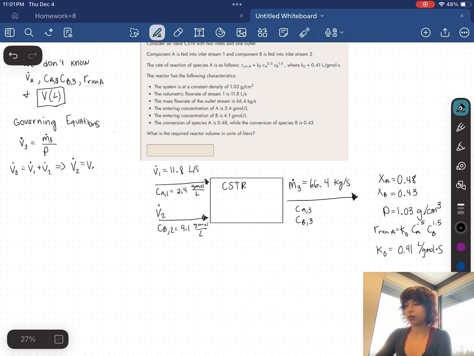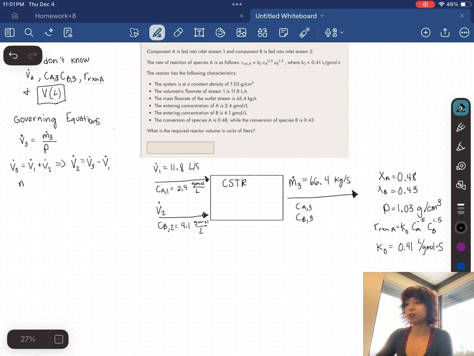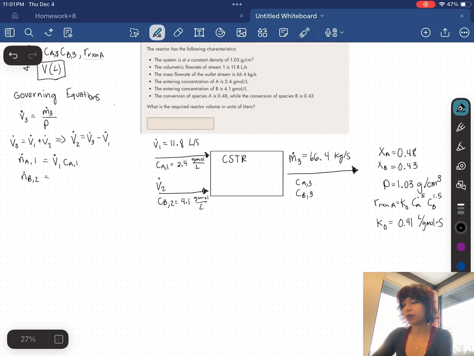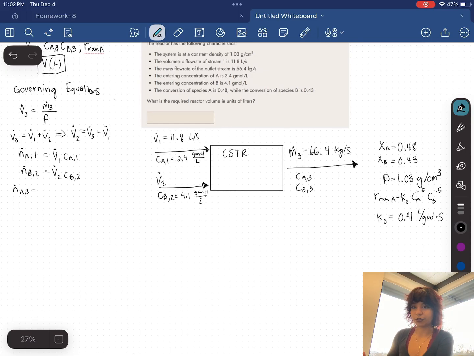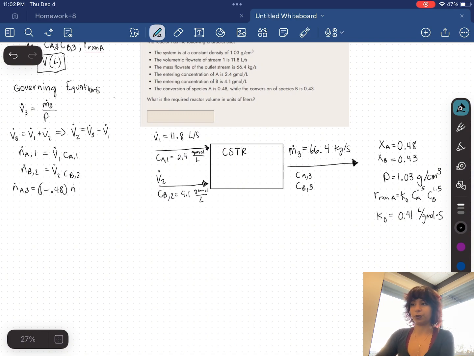Then we use those inlet volumetric flow rates to solve for molar inlet flow rates. So molar flow rate is equal to volumetric flow rate times the concentration of the species. Then for the outlet molar flow rates, we would do 1 minus the conversion of that species times the molar flow rate of the entering stream. That will give us our exiting stream molar flow rates for each. Then our exit concentrations will be the molar flow rate of the exiting stream divided by the total volumetric flow rate. Once we have those concentrations, we can plug them into our rate of reaction.